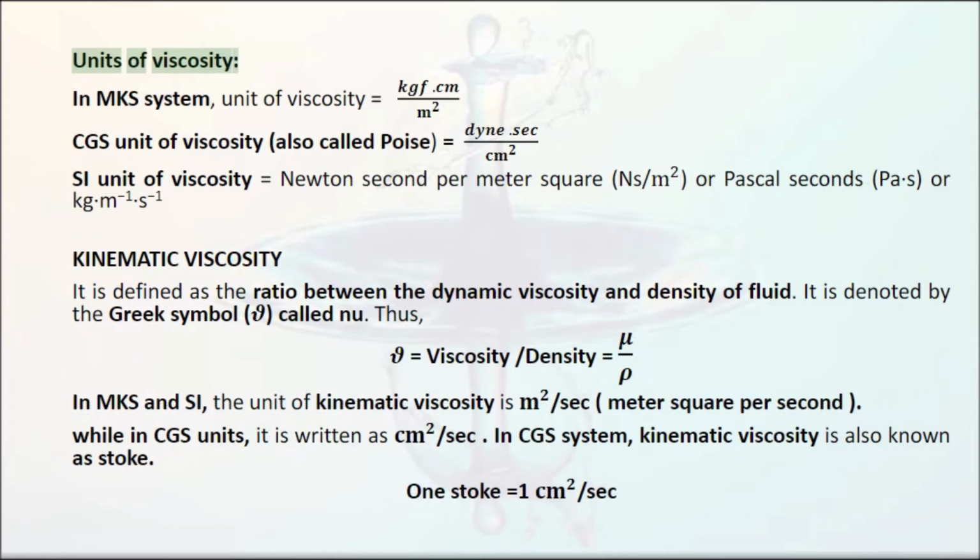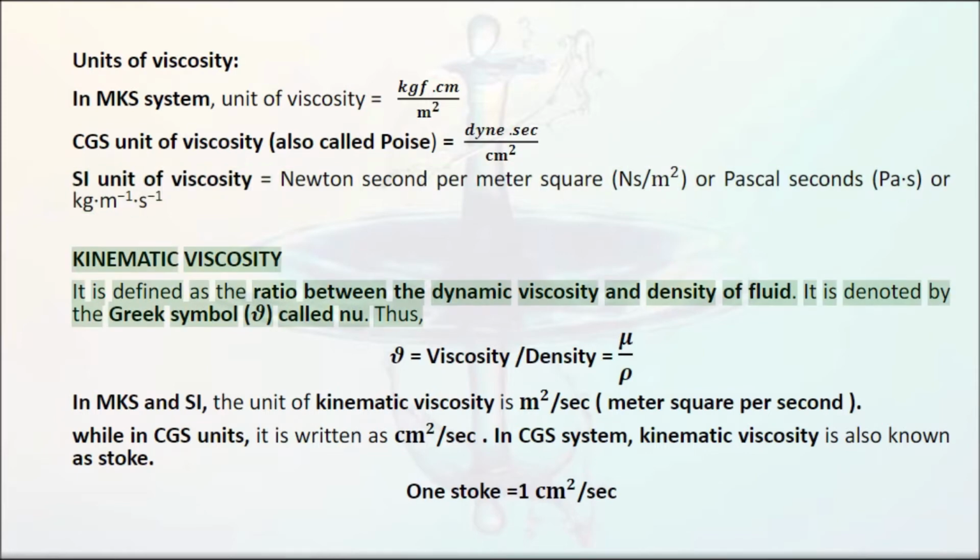Units of viscosity. In MKS system, unit of viscosity equals kgf second per meter square. CGS unit of viscosity, also called poise, equals dyne second per centimeter square. SI unit of viscosity equals Newton second per meter square, N s/m², or Pascal seconds, Pa·s, or kg m⁻¹ s⁻¹.